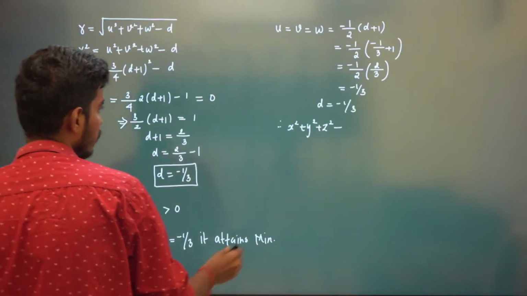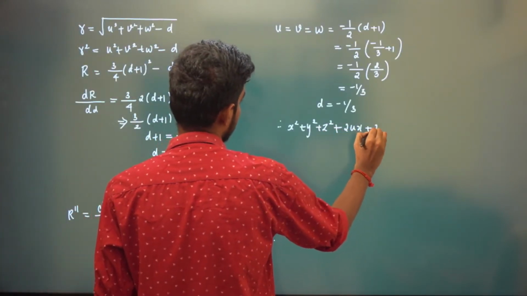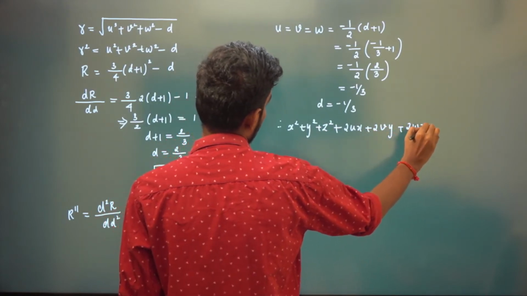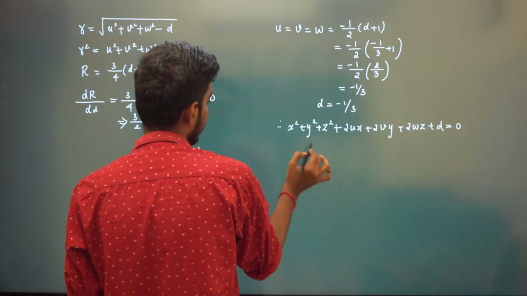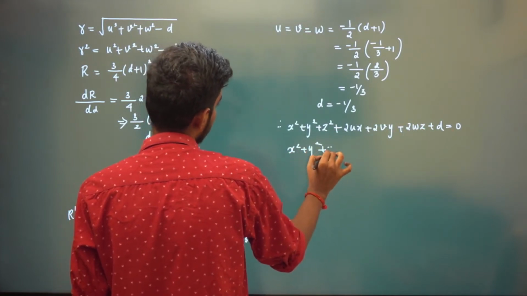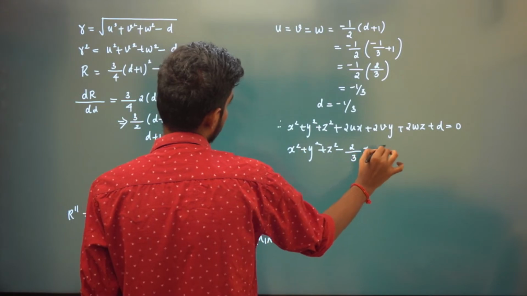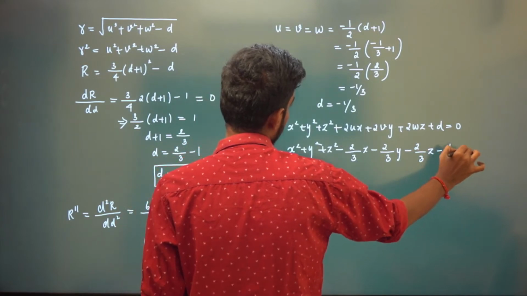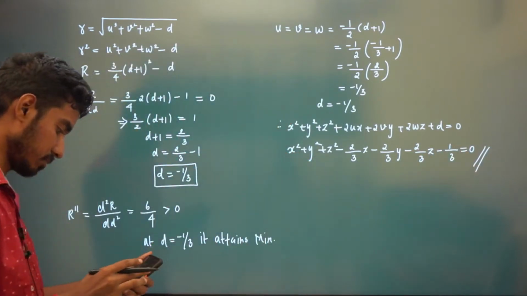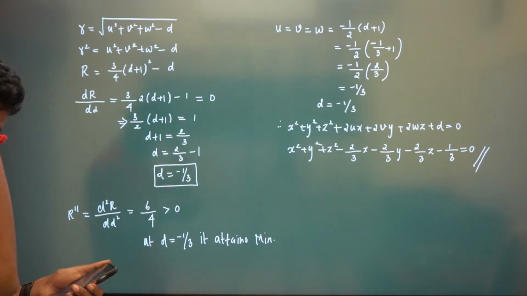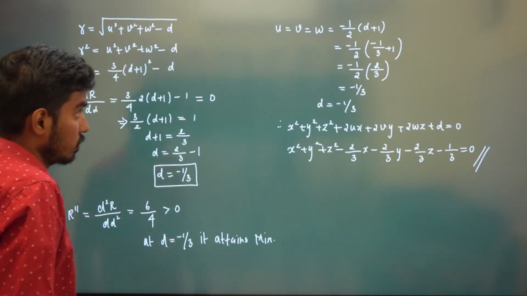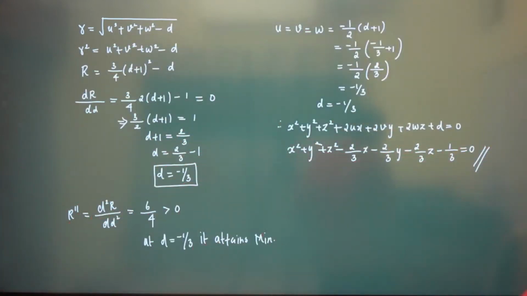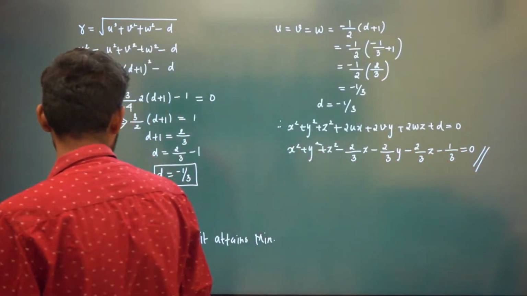Therefore, the equation is x square plus y square plus z square plus 2ux plus 2vy plus 2wz plus d is 0. So everything is minus 1 by 3. x square plus y square plus z square minus 2 by 3 x minus 2 by 3 y minus 2 by 3 z minus 1 by 3 is equal to 0. This is the required equation of the sphere. Is it clear? Very interesting problem, right? We needed to find the equation of a sphere passing through these 3 points, with the radius as minimum.